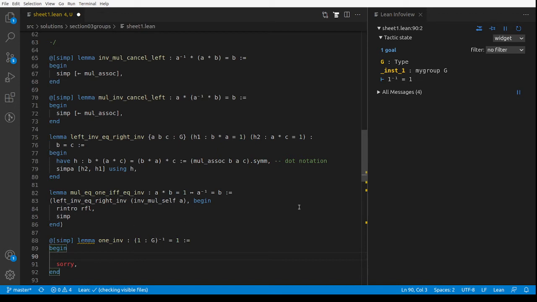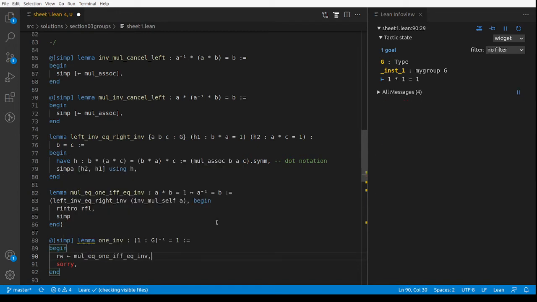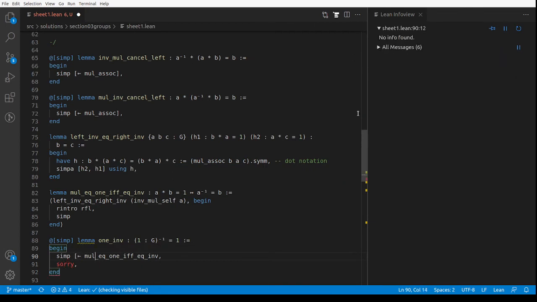So what's going on here? We're trying to prove that 1 inverse is 1, and so of course the point is that now we know that A inverse is B if and only if A times B is 1. We can rewrite this. We can rewrite it backwards, and now we've got to prove that 1 times 1 is 1, and that's exact mul 1 or something. So I guess the simplifier will, maybe we can do this. There we go, that's done that one.